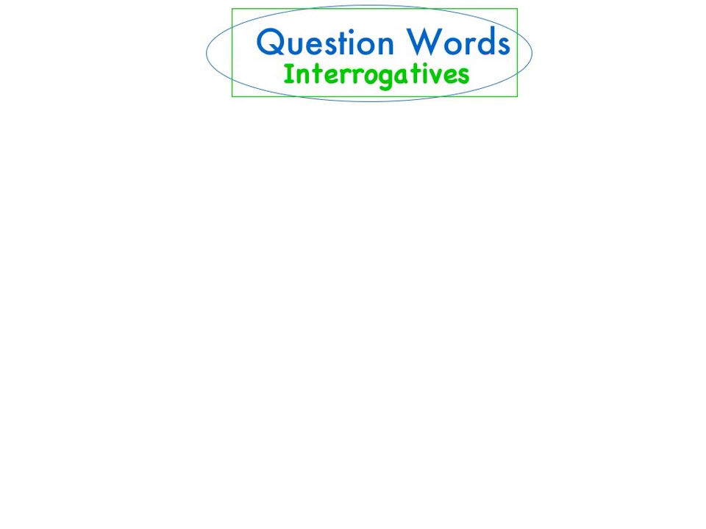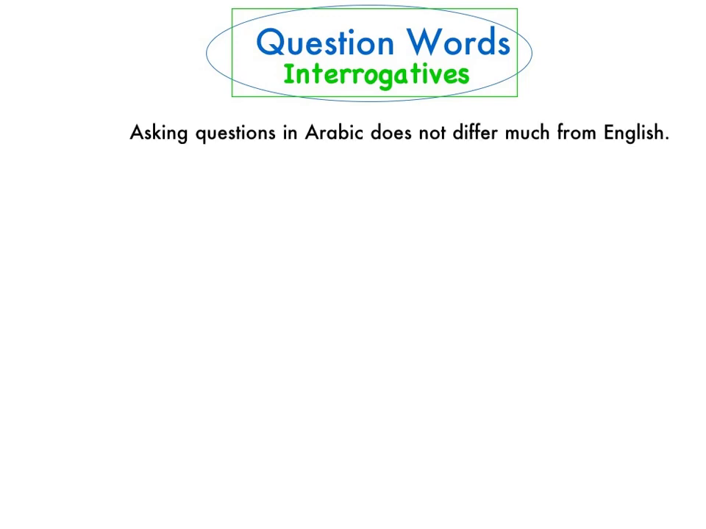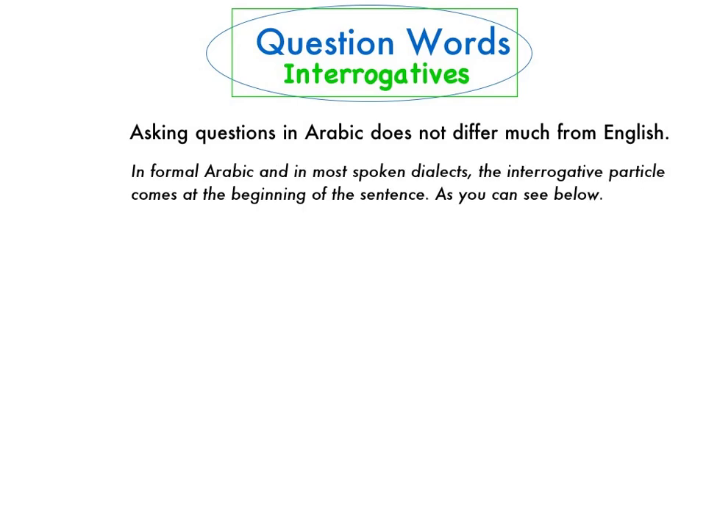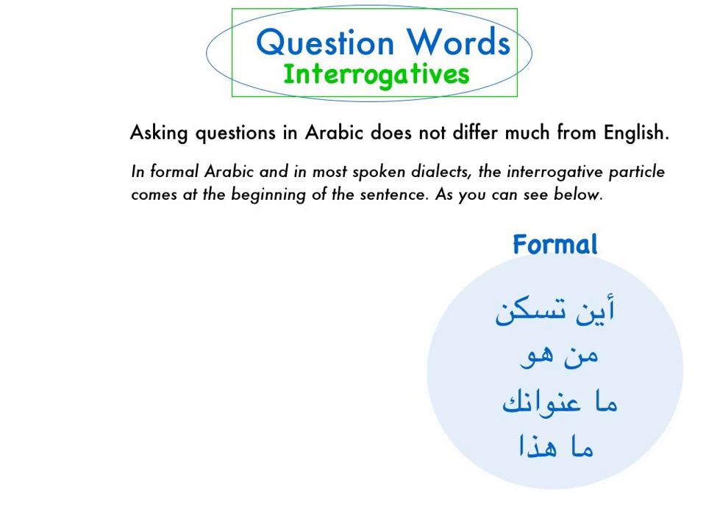Question words, interrogatives. Asking questions in Arabic does not differ much from English. In formal Arabic and in most spoken Arabic dialects, the interrogative particle, question words, comes at the beginning of the sentence, as you can see below. Notice أين, من, ما. These are some of the question words, interrogative particles in Arabic.